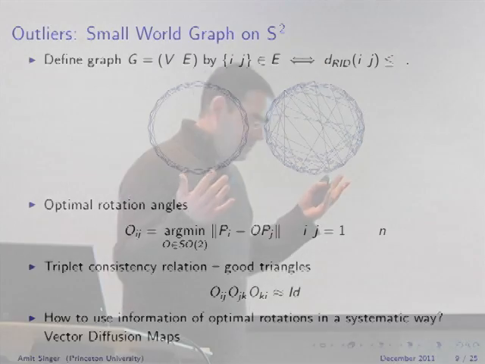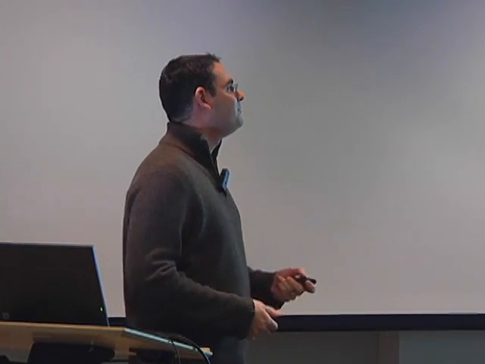But then one can ask, okay, but I can also look at cycles of length 4, length 5, length 6, and so on. How do I make all of this in some systematic way, mathematically systematic way? And this is where vector diffusion maps comes into play.